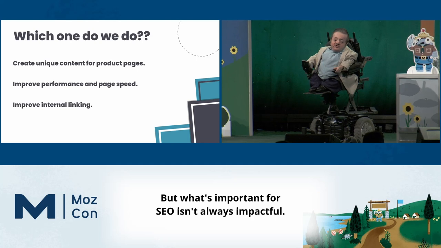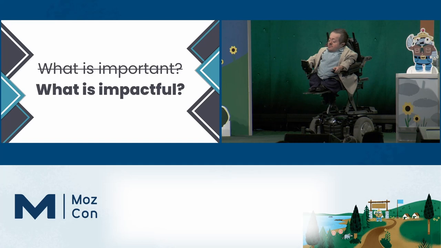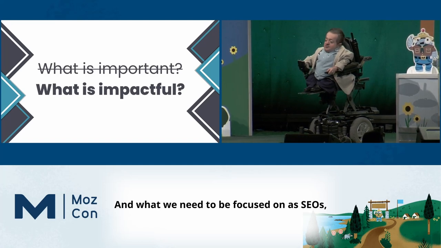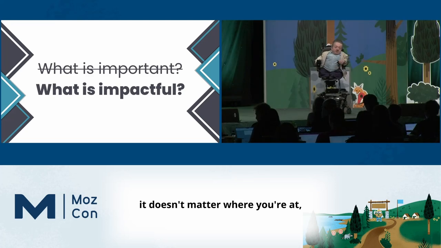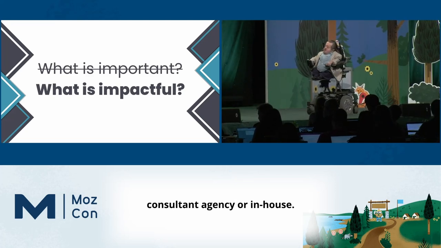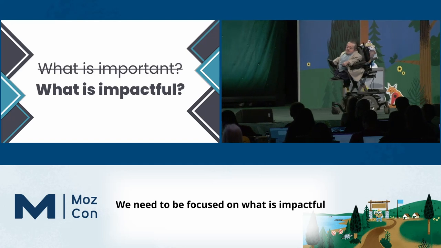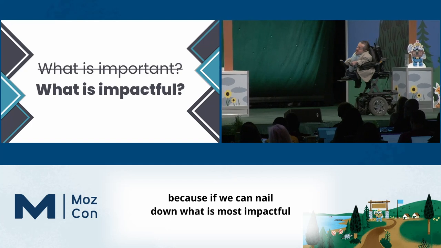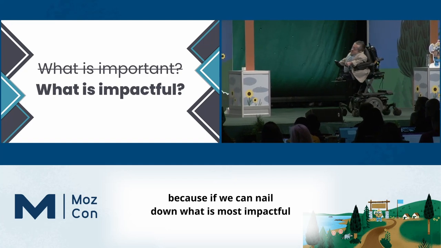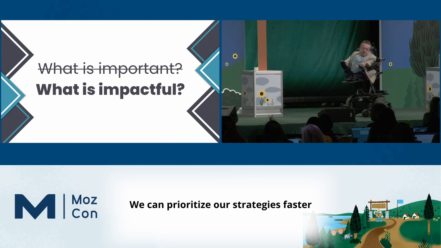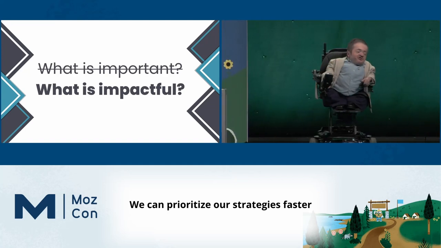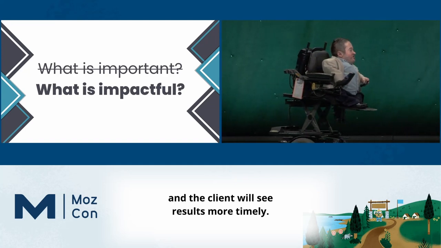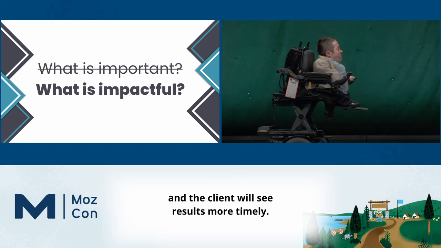But what's important for SEO isn't always impactful, all right? And what we need to be focused on as SEOs, and it doesn't matter where you're at, consultant, agency, or in-house, we need to be focused on what is impactful and what is going to provide the biggest impact. Because if we can nail down what is most impactful, then results come quicker, we can prioritize our strategies faster, and the client will see results more timely.